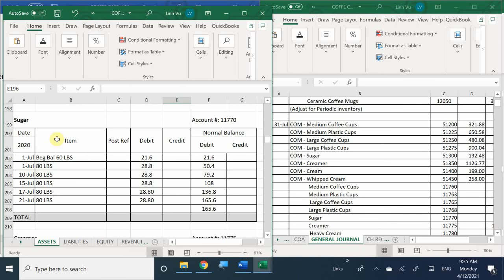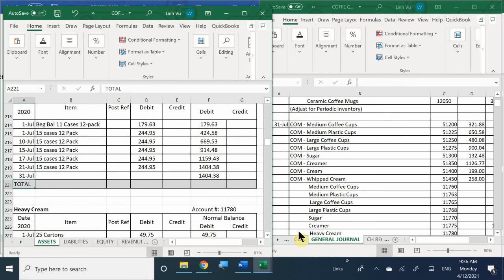Okay, how much sugar did I use? 368. Which cost me a total of 132.48. Oops, I put it on the wrong side. So 132.48, which should give me a remaining balance of $33.12.